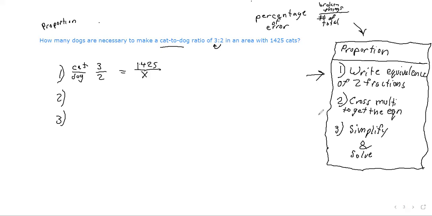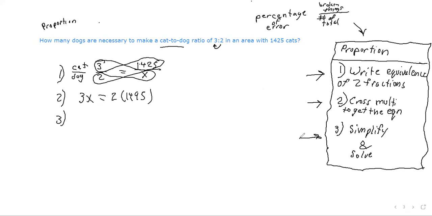So now we've written out our equivalence of two fractions, and we go to the next step, which is to get our equation. Why do we need an equation? Because they're asking us to solve for an unknown, and we can't solve unless we have an equation. How do we get our equation? We cross multiply the tops with the bottoms. We multiply the 3 on top with the x on the bottom, and we get 3x equals. We multiply the 1,425 on top with the 2 on the bottom, so we get 2 times 1,425. So we took care of step 2. We cross multiplied and got our equation. Next is step 3, the last and final step. We're going to simplify and solve.